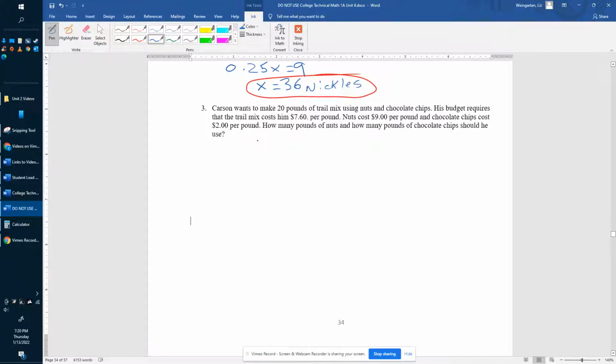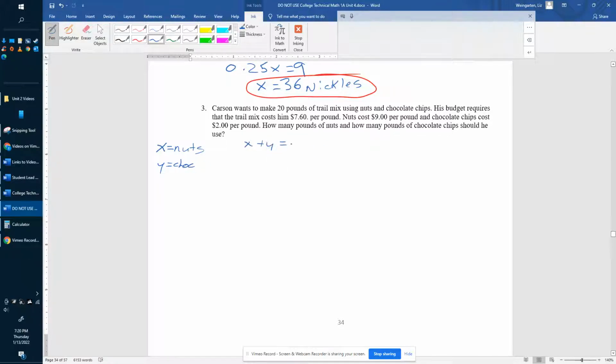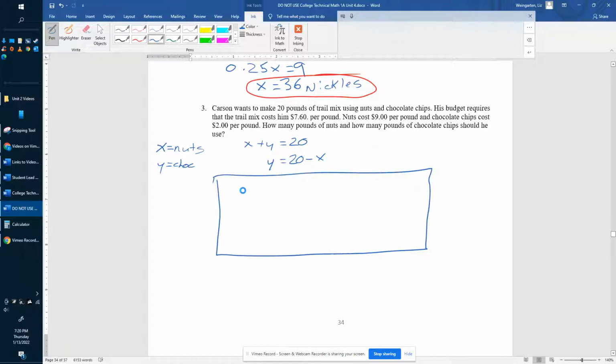So we know that the pounds of nuts and the pounds of chocolate chips has to equal 20. So we'll say x equals nuts, y equals chocolate, x plus y equals 20. So if we solve in terms of x, we get y equals 20 minus x. So that's going to be our chocolate. Nice big box this time.